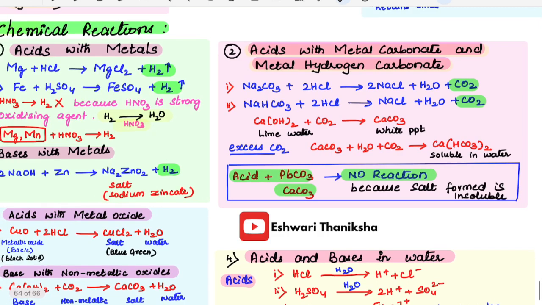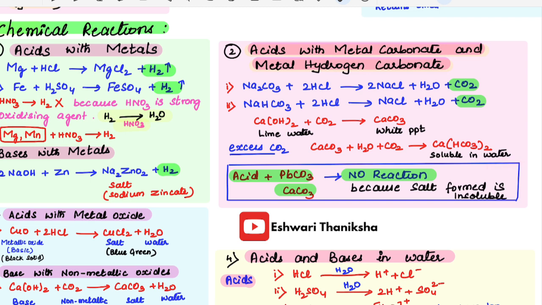And coming to the second one, acids when they react with metal carbonate and metal hydrogen carbonate, you can see carbon dioxide gas is liberated. When this carbon dioxide gas is passed through lime water, what will you get? You will get a white precipitate. So this you should remember. When excess carbon dioxide is passed, then calcium bicarbonate is formed, which is soluble in water. That is, the white precipitate will dissolve in water.